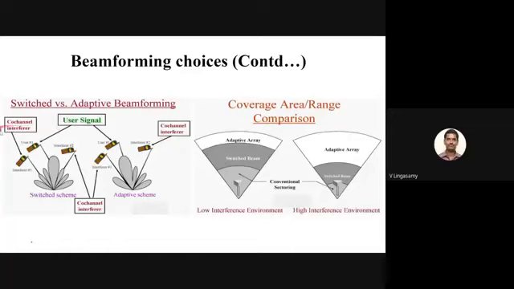So if we compare these two approaches, which one is better? Adaptive is better, because it will give a higher coverage range. Just before, we mentioned that we are not wasting power in unwanted directions. We are only converging our power towards the desired direction. Therefore, coverage range gets increased.